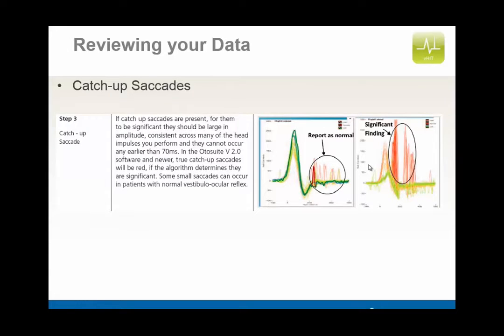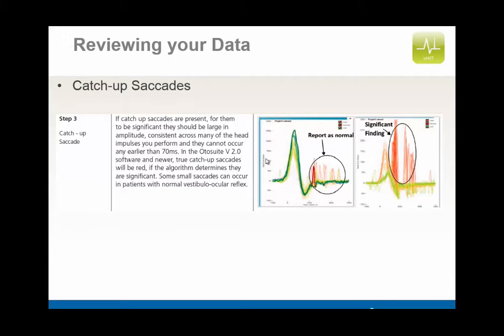Regarding catch-up saccades, if catch-up saccades are present, for them to be significant, they should be large in amplitude, consistent across many head impulses you perform, and they will not occur any earlier than 70 milliseconds. In Otosuite Vestibular 2.0 software and newer, true catch-up saccades will be in red if the algorithm determines they are significant, and some small catch-up saccades can occur in patients with normal vestibular ocular reflex.